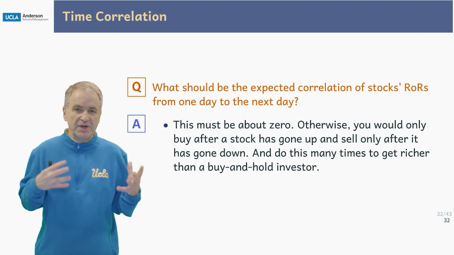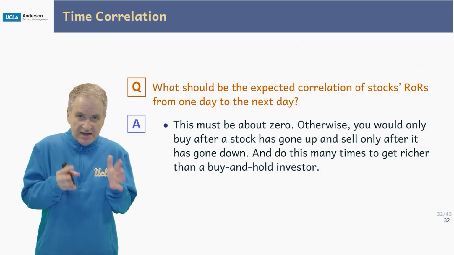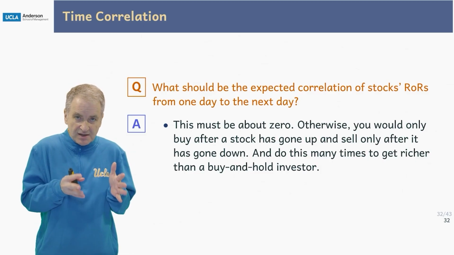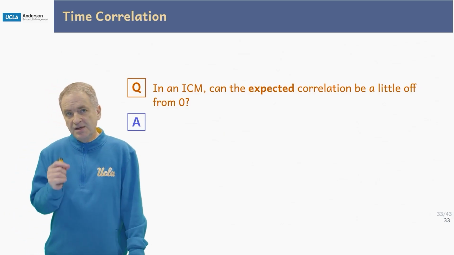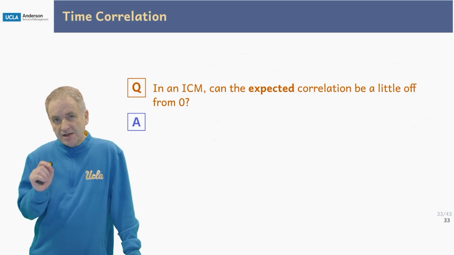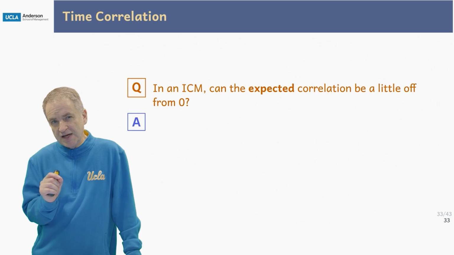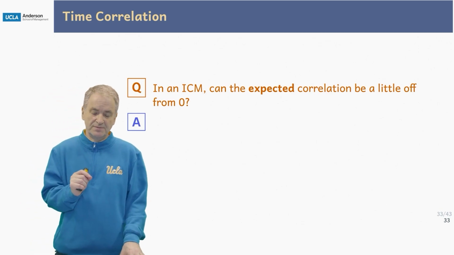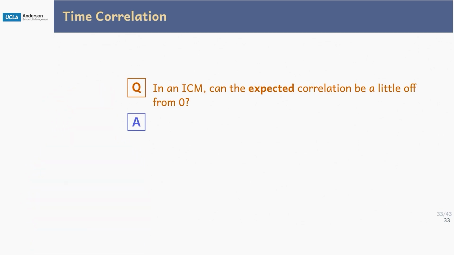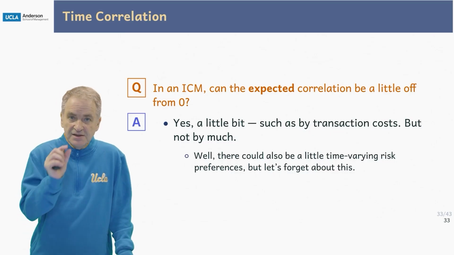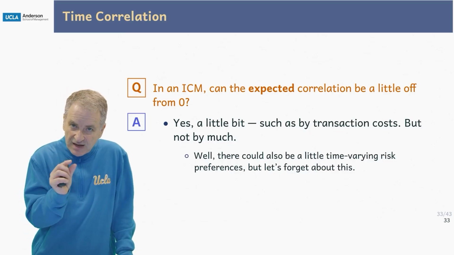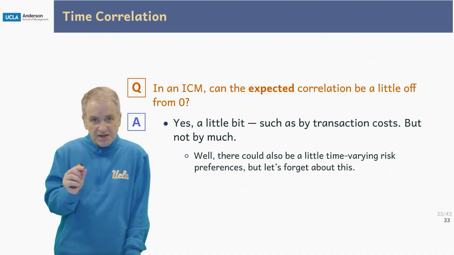So it's got to be that whatever you make today in the stock market is not telling you much about what you're going to get tomorrow. In an imperfect capital market, could this expected correlation be a little bit off from 0? Please pause this video now, answer the question on a piece of paper, and then continue. Yes, just a little bit, as high as the transaction costs are, but not by very much.